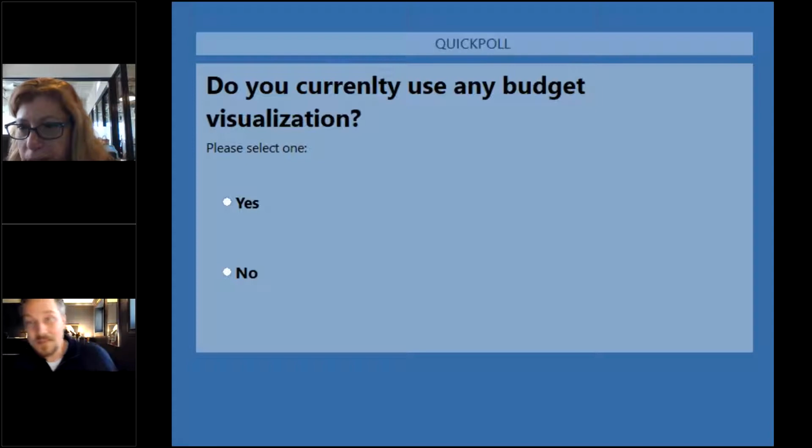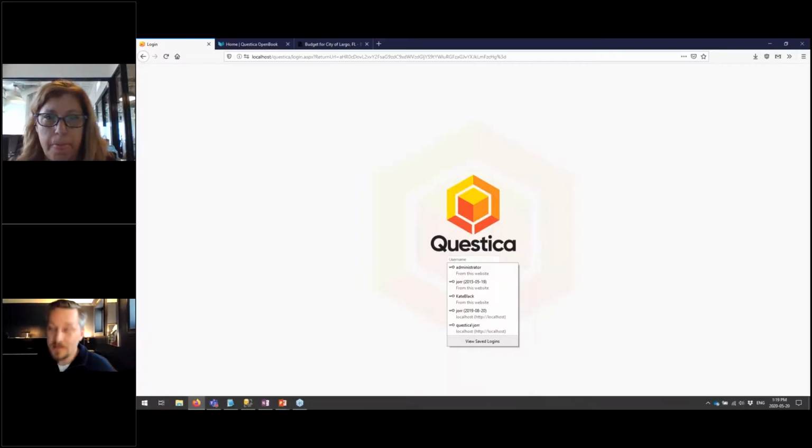All right, so in this example, we've got an administrator logging into Questica Budget, and it's 2020. We've got a major projected revenue shortfall happening for the city, this city of Sunnyvale, British Columbia, and we need to come up with cost reductions that can address this revenue shortfall for the year.